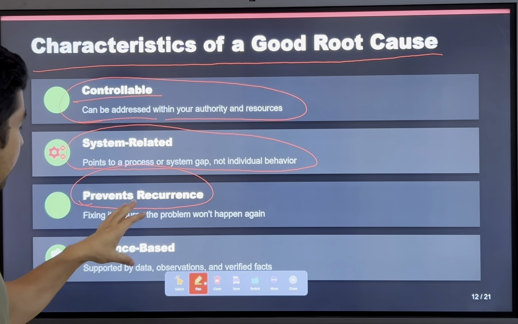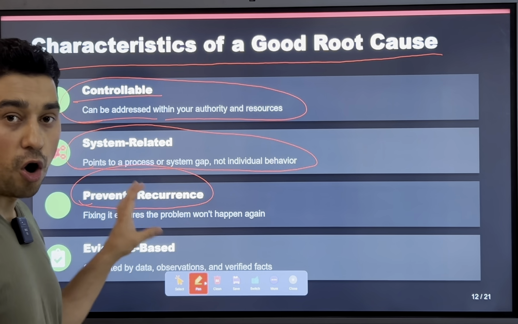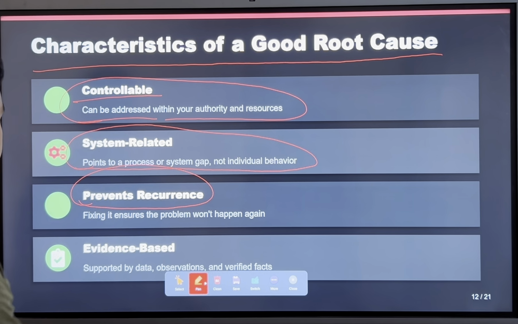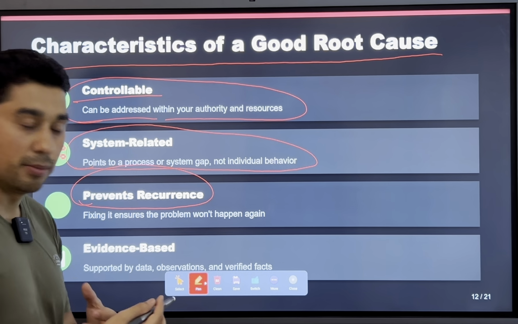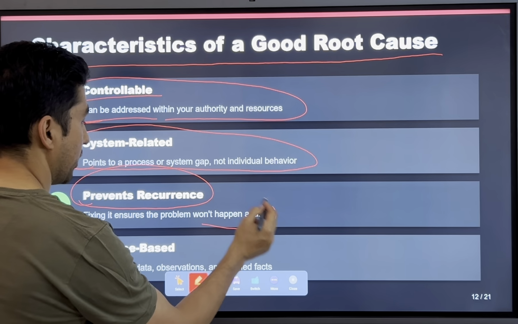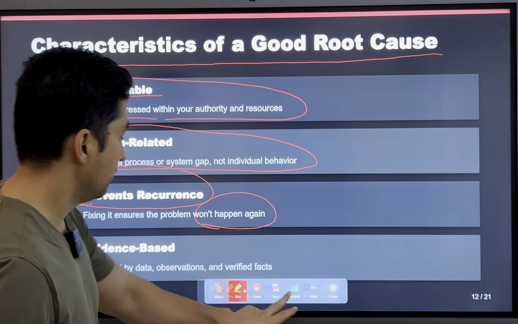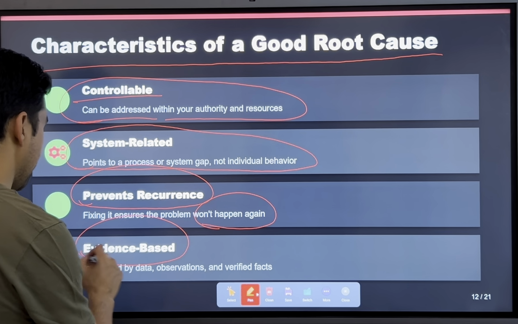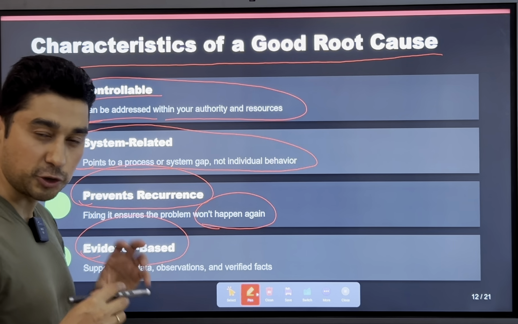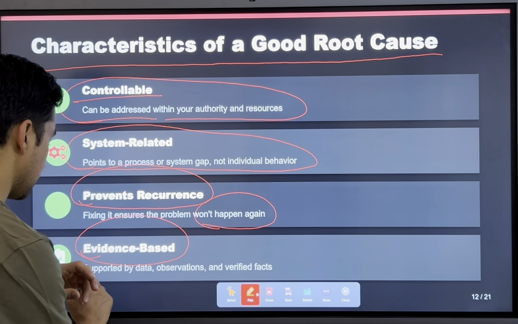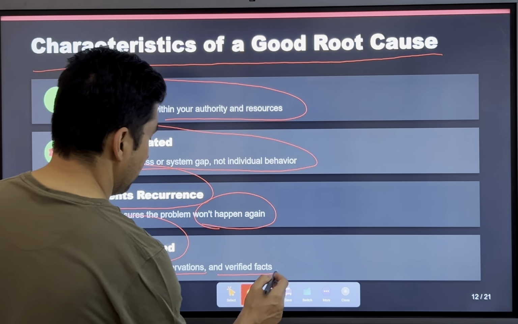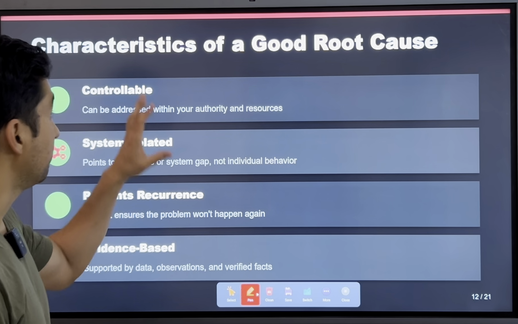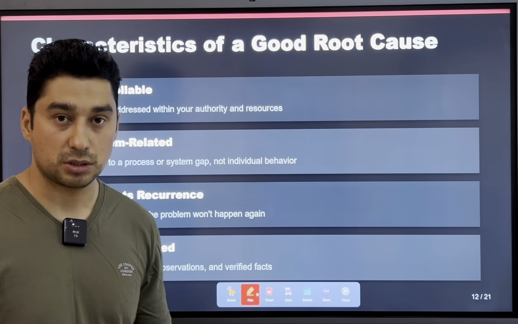There is a good sign of 5 why analysis. It will prevent the reoccurrence, fixing the problem to ensure it will not happen again. The last one we have is evidence based. Whenever you are doing any 5 why analysis, there should be factual evidence which can be supported by data, observations and verified facts. So these are the good signs of 5 whys analysis, root cause analysis.